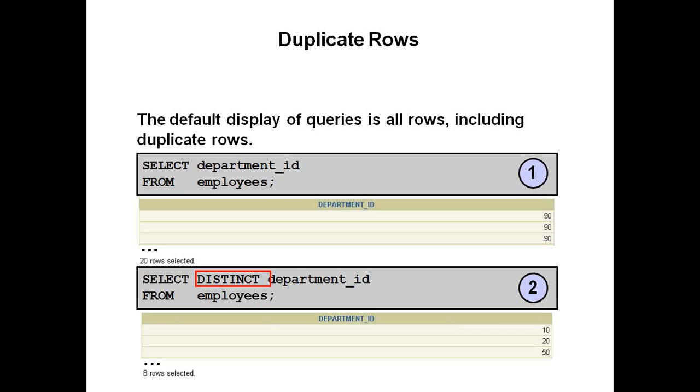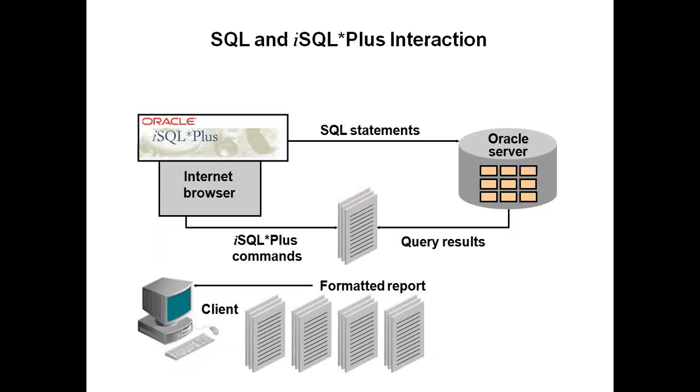We can avoid those duplicate rows being displayed on the screen with the help of the distinct keyword. So the moment you say select distinct from that particular table, you will be getting only unique values. The repeated values will be hidden by the database itself. So that is how we have the distinct keyword.